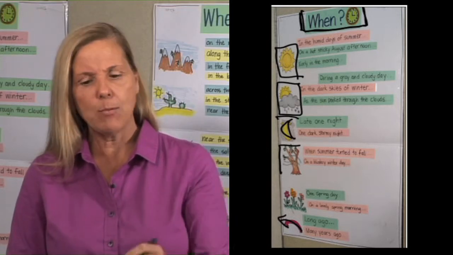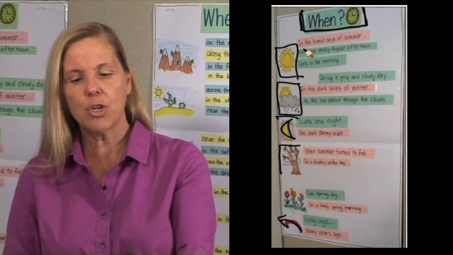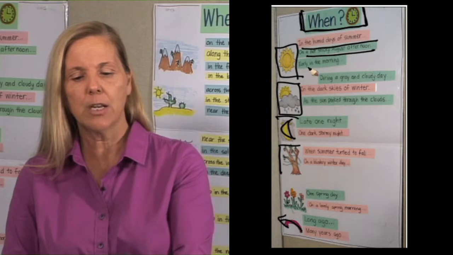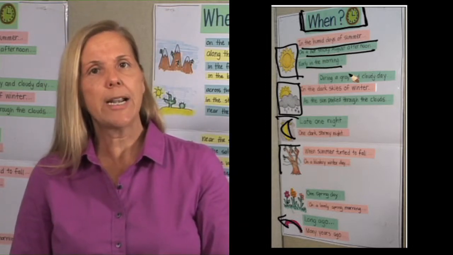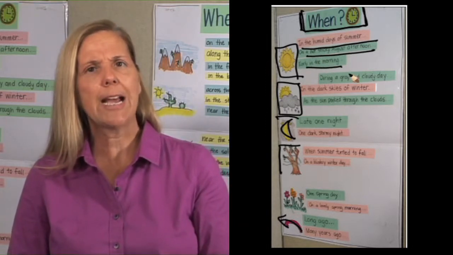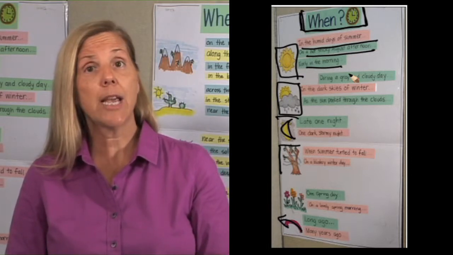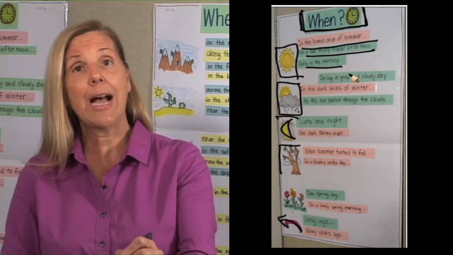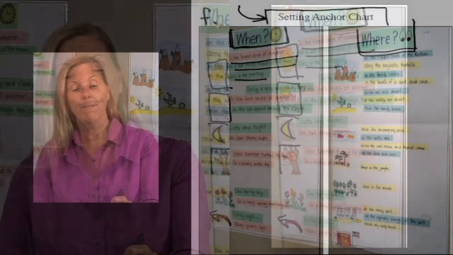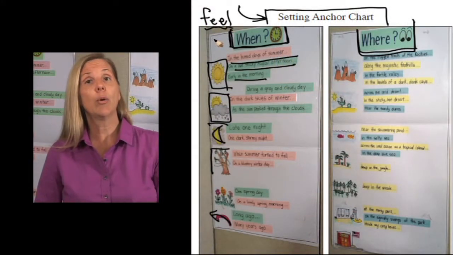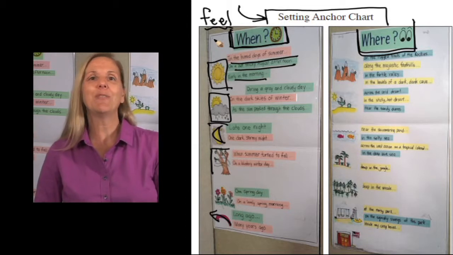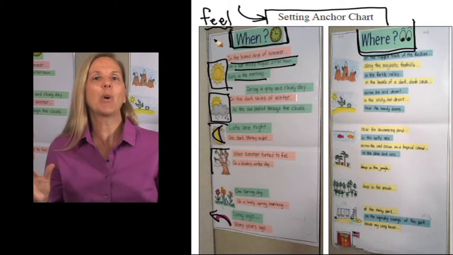Once we have our when with our pictures, notice you have phrases next to it. So if a student was writing a story and they were trying to plan out, when could I have my story happen? One of the things I tell them is, think about how you want your reader to feel about what's going on in the story. Oh, I want them to feel like it's wonderful and really a great little place.